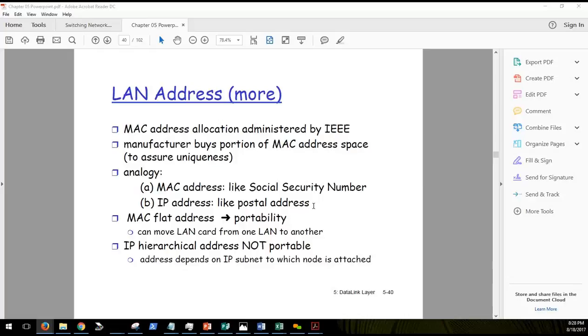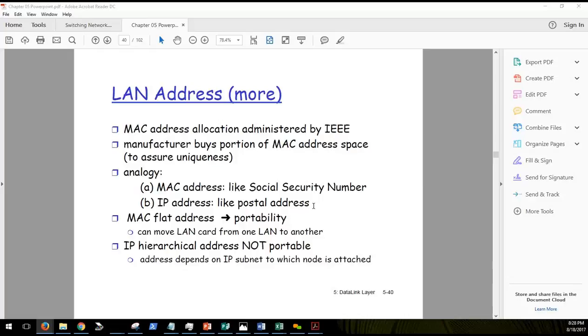Okay, the MAC address is a flat address space. And MAC address numbers are portable. Therefore, you can take a LAN card, and here's another term. He's using another term for the same thing.